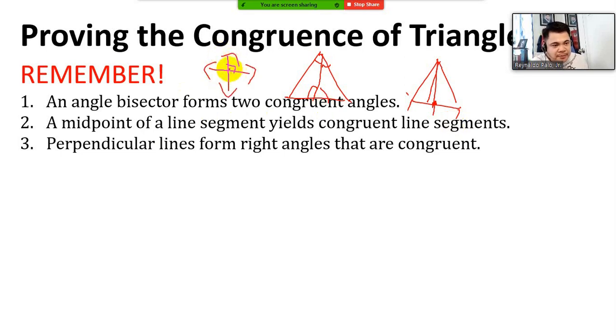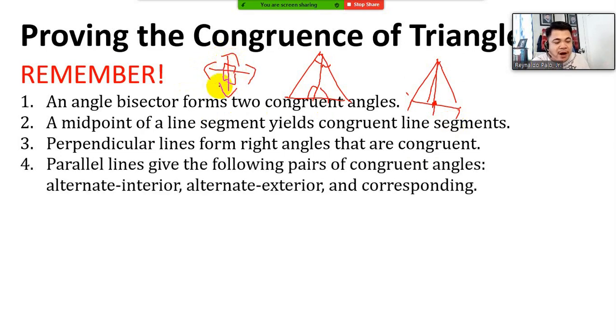So all of the angles formed at the intersection are right angles. That's what we mean by that. Parallel lines give the following pairs of congruent angles. Alternate interior angles are congruent, alternate exterior angles are congruent, and corresponding angles are congruent. So what do we mean by this?